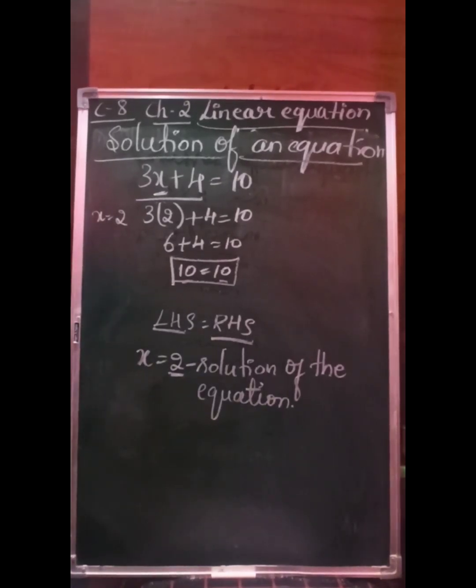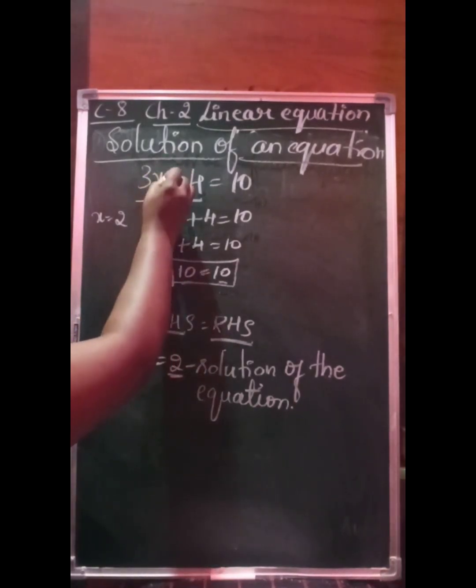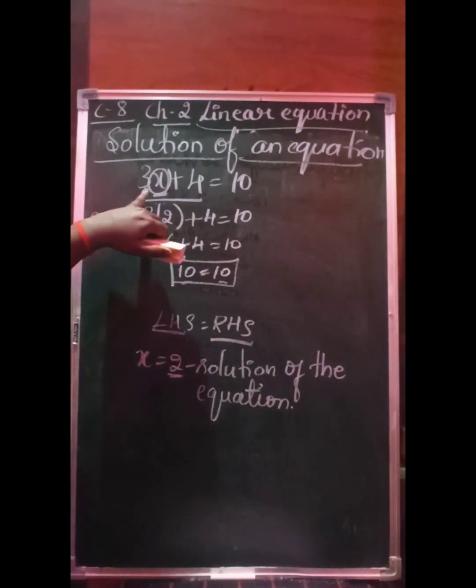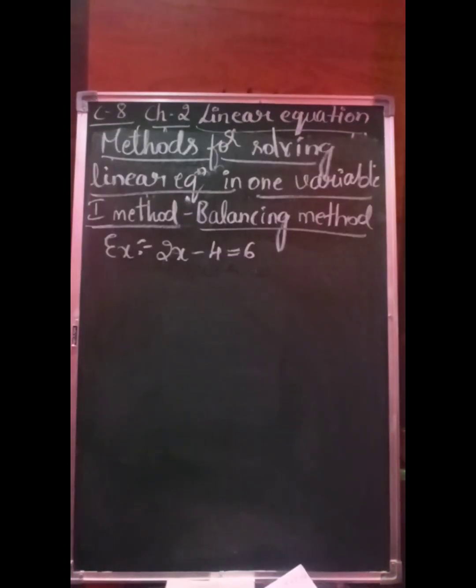Now let's move on to the methods of solving a linear equation in one variable. How to solve this linear equation? We have three different methods to solve a linear equation in only one variable. You always remember, in your entire chapter you will learn about only one variable in the equation. Clear? So the methods for solving a linear equation in one variable include three methods.